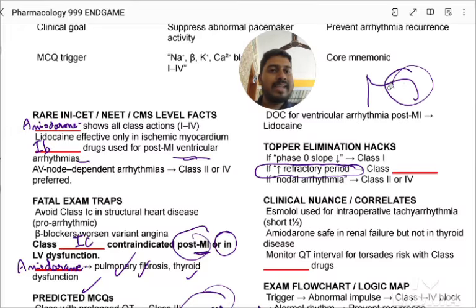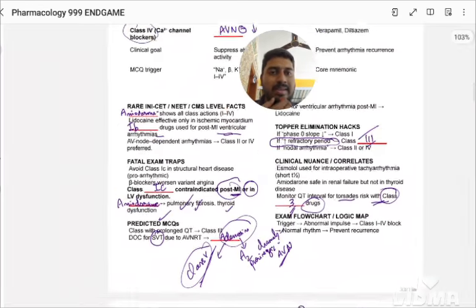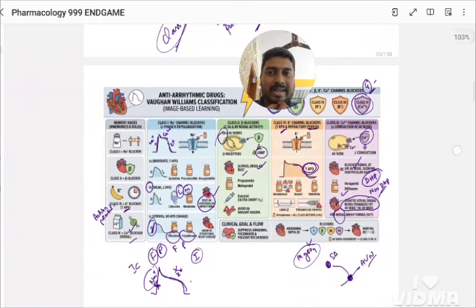This is the refractory period. So if that is increased, then it is class 3. Okay, potassium channel. Monitor QT interval, risk for torsades, with which class of drugs? I told you which class increases QT interval. Yes, very good. It is class 3. So I think after this you shouldn't have any doubt regarding antiarrhythmics. Everything should be crystal clear.